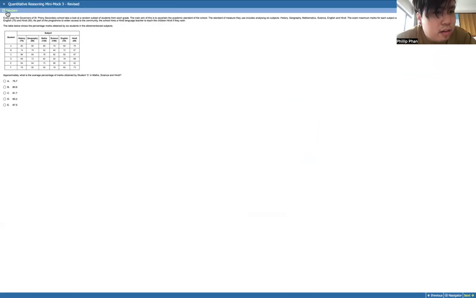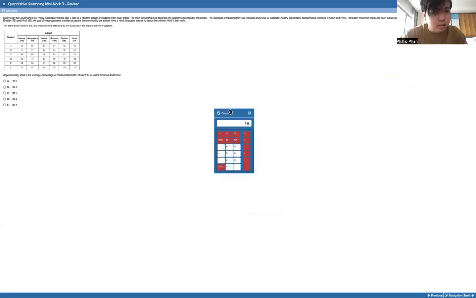Right. Let's see. Maths. Write these numbers down. Science. Come on. 1.25 in Hindi. Oh no, they already show the percentages. That's why you read the table properly. Make sure you read the table properly.